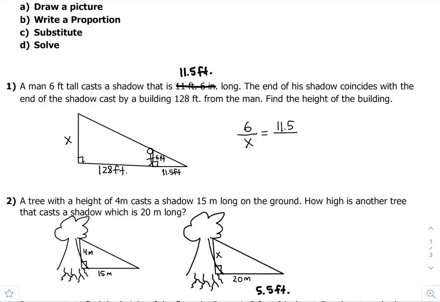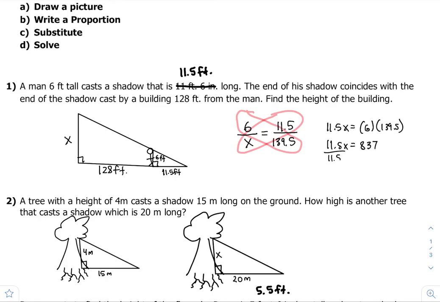So 128 plus 11.5, you guys, is 139.5. And then we're going to solve for this. So we're going to cross multiply, which is 11.5x equals 139.5, you guys, times 6. I'll actually write that out for you guys. So that's 837. Divide both by 11.5.